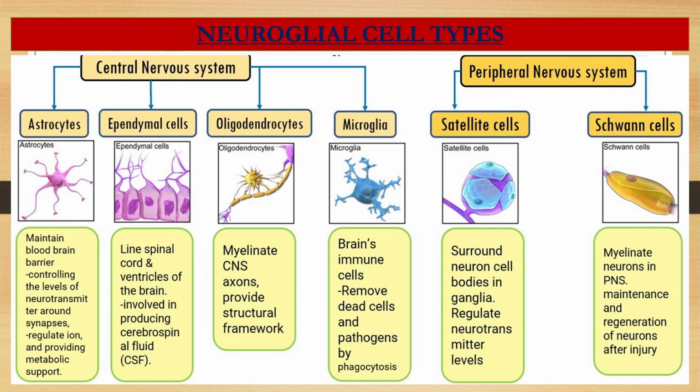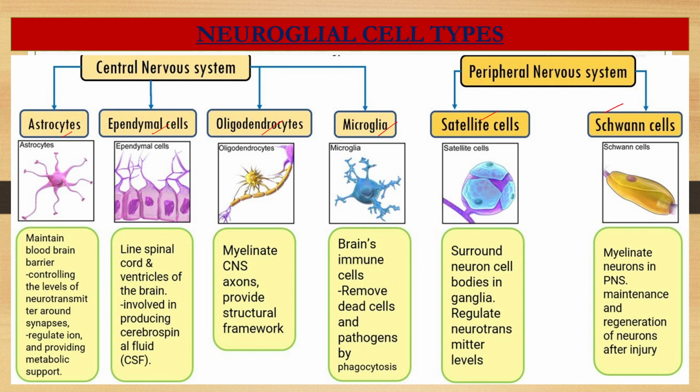So you can visualize clearly the whole classification of the neuroglial cells, both in the central nervous system and in the peripheral nervous system. In the central nervous system there are astrocytes, ependymal cells, oligodendrocytes and microglia. However, in the peripheral nervous system, there are satellite cells and Schwann cells. So we can now discuss each of them one by one.